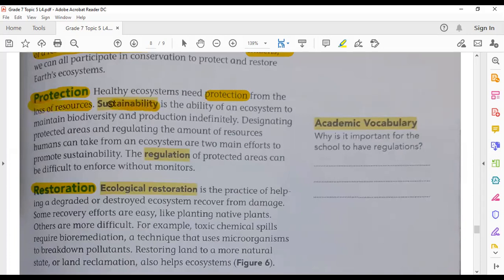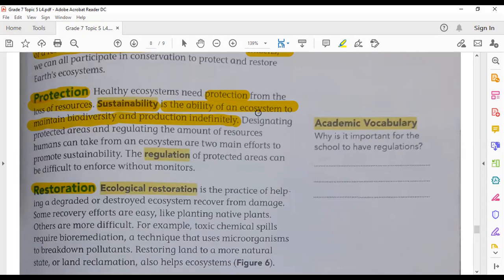There is an important concept in science. It's called sustainability. Sustainability is the ability of an ecosystem to maintain biodiversity and production indefinitely, forever. So what is the meaning of that word? Sustainable means you can use something forever. Sustainability means durability, and you use something but without destroying it.